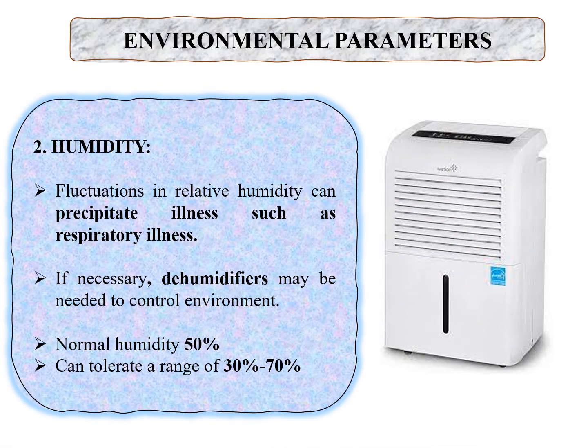Next parameter is humidity. Fluctuations in relative humidity can precipitate illness such as respiratory illness. During the rainy season, relative humidity can increase. For that reason, we may use dehumidifiers to control the environment. A normal humidity required for the experimental animal is around 50%, but they can also tolerate the range between 30 to 70%.